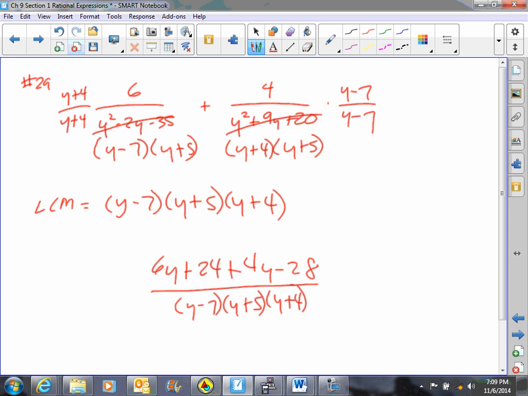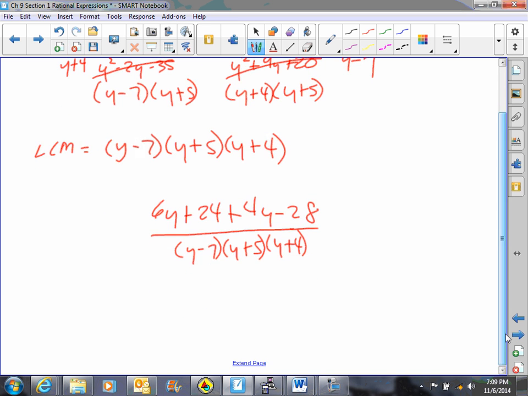Now we can do a little bit more with the numerator. 6y plus 4y is 10y. 24 minus 28 is minus 4. And that's all over y minus 7, y plus 5, y plus 4. Now, there is a factor of 2 in the numerator, but there's no factor of 2 in the denominator, so we're finished with number 29.